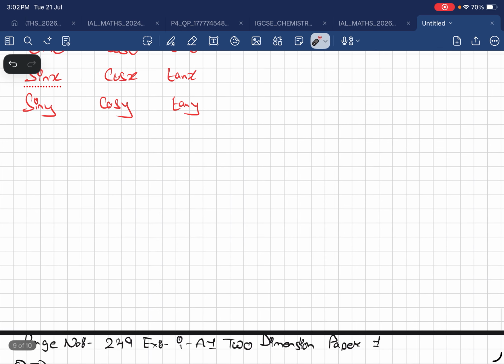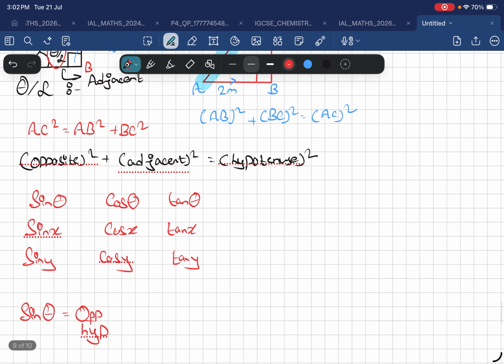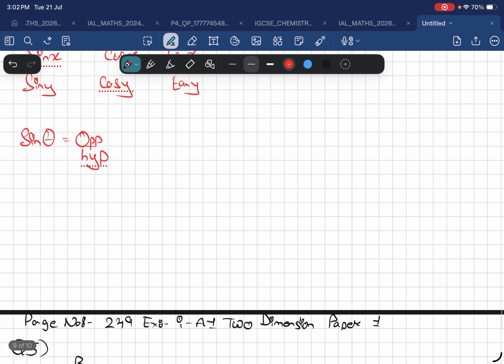Okay, so what does sine eventually mean? Sine x, for example, sine theta, means opposite by hypotenuse. So let me draw a triangle here.